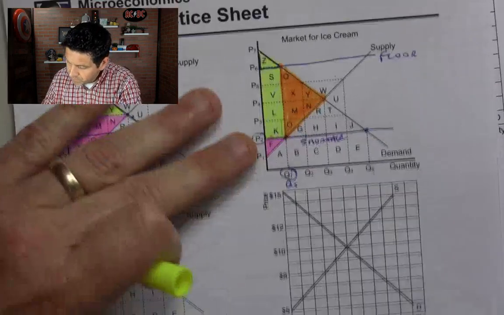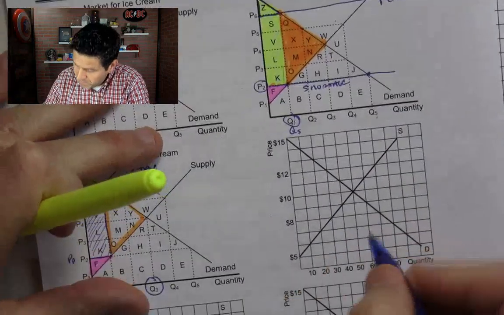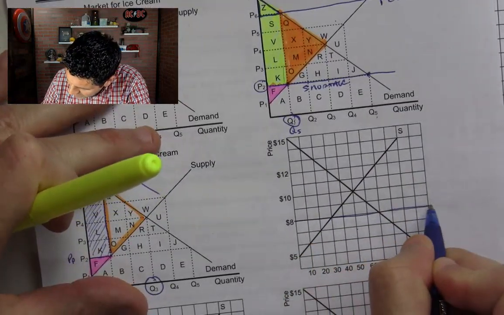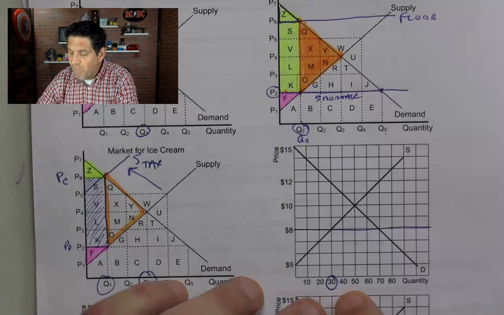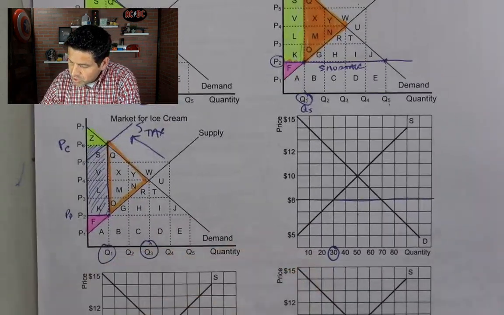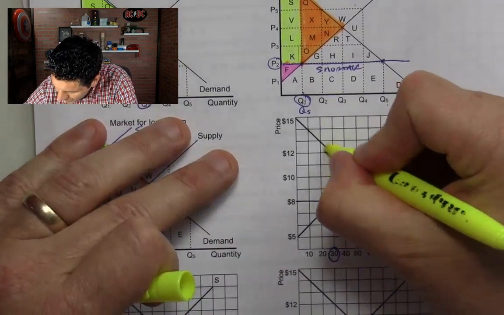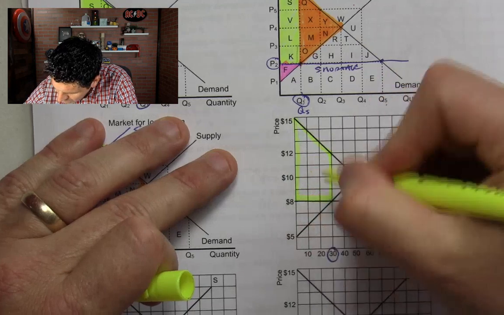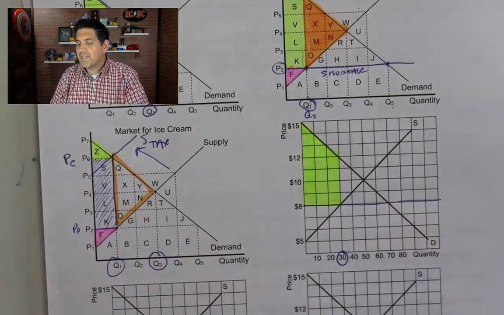So we said the price ceiling is placed at 8. Can you see this? Perfect. Price ceiling is placed at 8. We're producing 30 units, so you can't use numbers like 40, 50, 60, 70, because we're only producing 30 units. Consumer surplus is going to be this whole area here, which we know looks like that. How do you get that area?